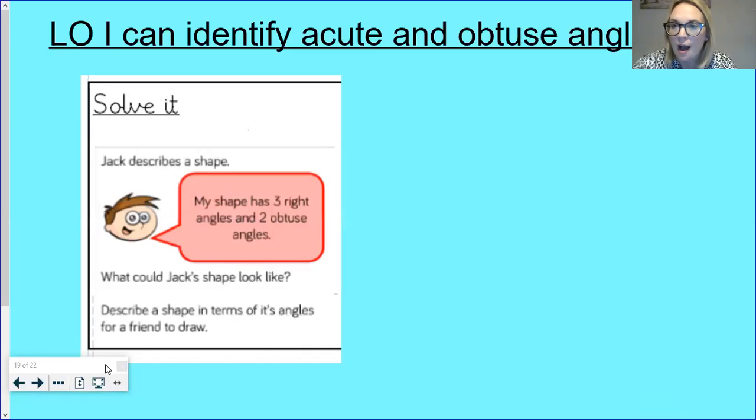And then finally, if you are up for a challenge today, then you'll solve it. Jack describes a shape. He says, my shape has 3 right angles and 2 obtuse angles. What could Jack's shape look like? We would like you to draw what Jack's shape could look like. And at the very bottom of the solve it, it says, describe a shape in terms of its angles for a friend to draw. If you've got anybody at home that's not too busy, they could help you, you could describe a shape to them in terms of the angles for them to draw. And also if not, maybe if you're Zooming a friend later or FaceTiming any family, you could maybe do that activity then.